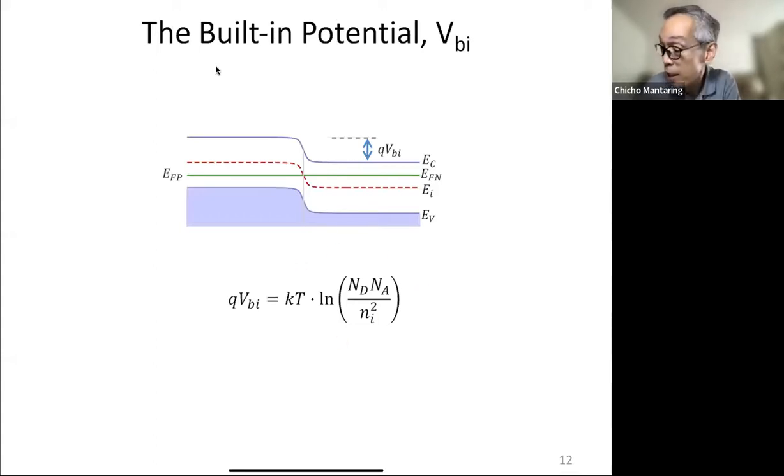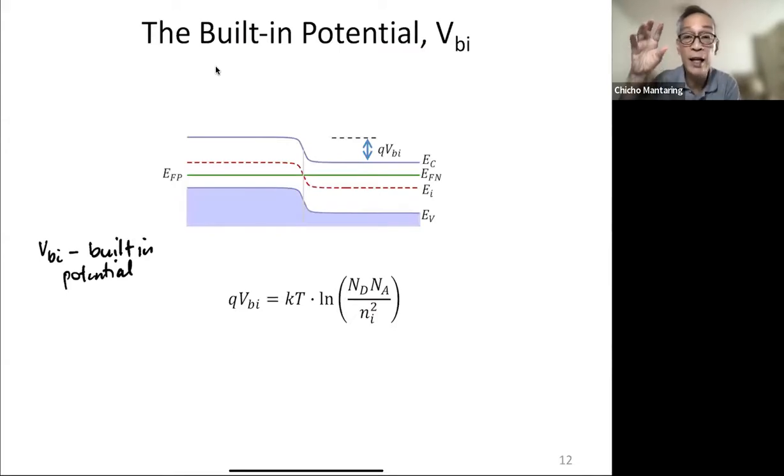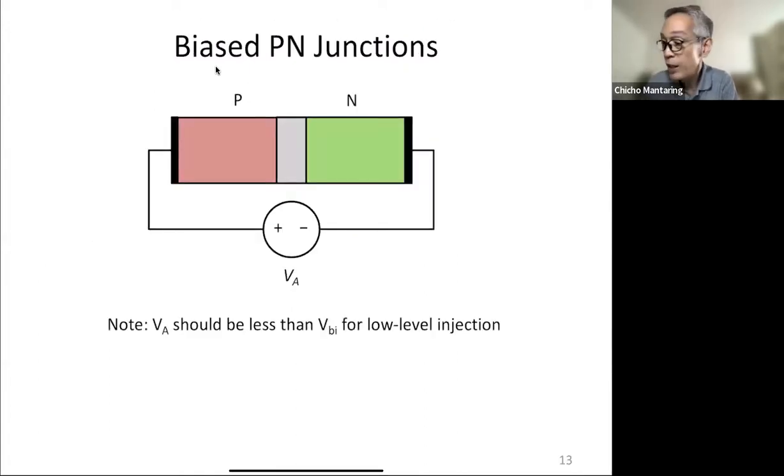K is Boltzmann's constant, T is your temperature in degrees Kelvin, Na and Nd are your acceptor concentration and donor concentration. The donor concentration is of the N type, the acceptor concentration is of the P type, and Ni is your intrinsic carrier concentration. VBI, we call this our built-in potential. That is the equivalent amount in volts that the energy band shifts. Okay, so this is equilibrium.